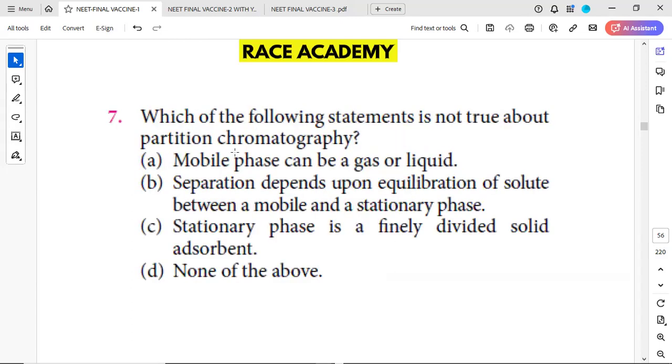Next question. Which of the following statements is not true about partition chromatography? The question asks for the incorrect statement. When you see partition chromatography, the mobile phase can be a gas or liquid. That is true. Separation depends upon equilibration of solute between the mobile and stationary phase. And the stationary phase is a finely divided solid adsorbent. Looking at it, the first three options are correct only. That means none of the above is a wrong statement. So all three statements A, B, C are correct, and D, none of the above, is the right option for this question.